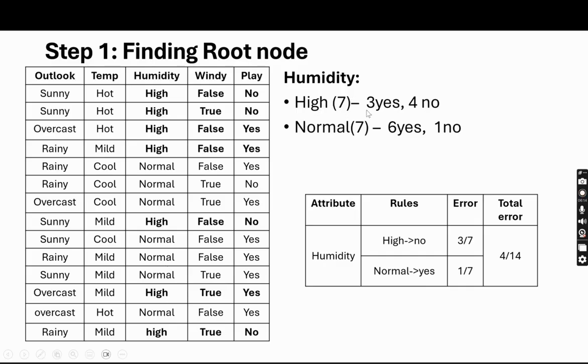Out of 7 high, there are 3 yes and 4 no, and out of 7 normal, there are 6 yes and 1 no. So high tends to no, which results in 3 errors out of 7, and normal tends to yes, which results in 1 error out of 7. So your total error while choosing the attribute humidity is 4 errors out of 14.